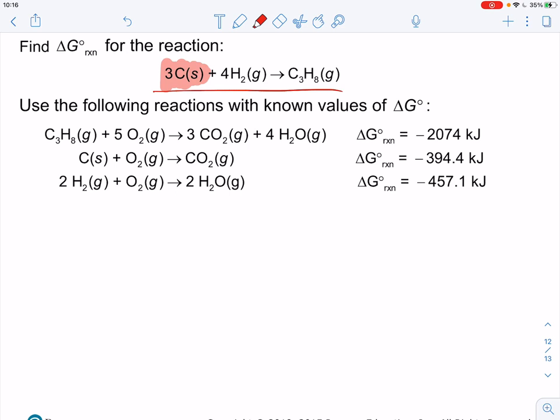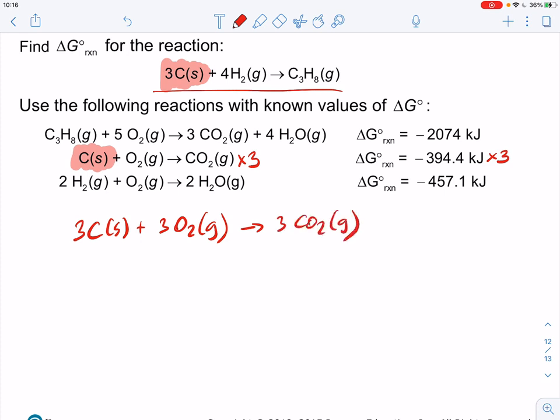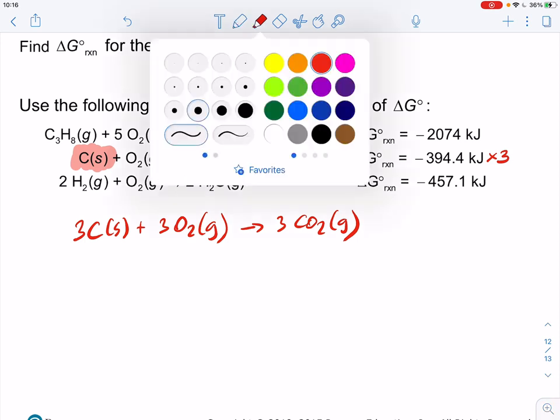We look at our reactions, and the only reaction that contains carbon as a solid is the second one. You need 3 moles of carbon as a reactant. This reaction is giving you only 1 mole of carbon as a reactant, so we have to multiply this by 3. Which means this enthalpy we have to multiply by 3. Okay? So if we rewrite this equation, then we have 3 carbons as a solid plus 3 oxygens as a gas, that goes to 3 CO2 as a gas. Okay? We move to the next one.